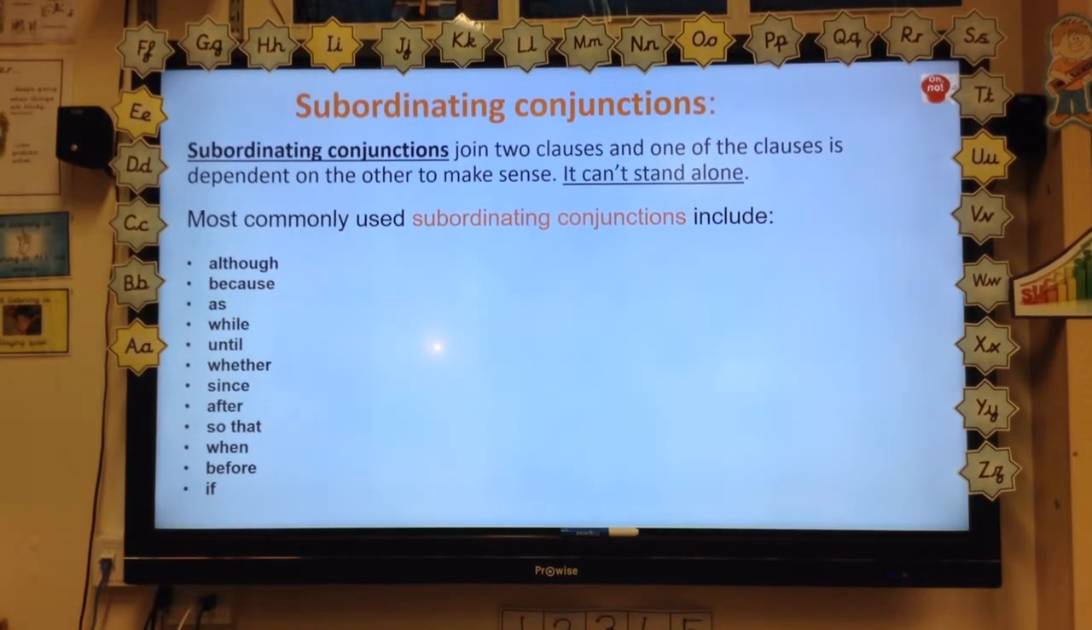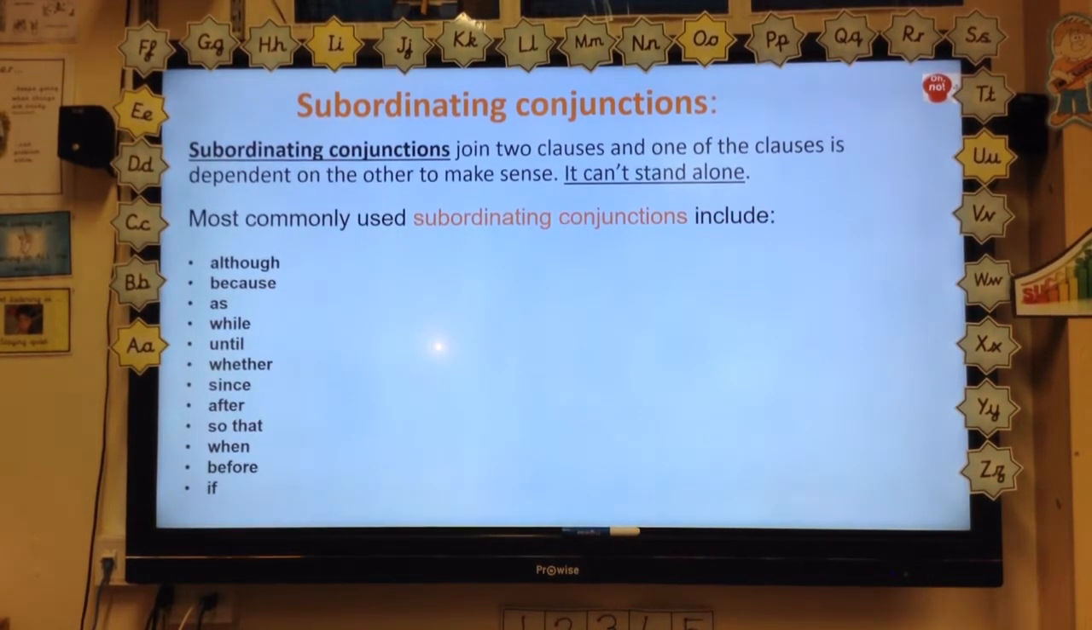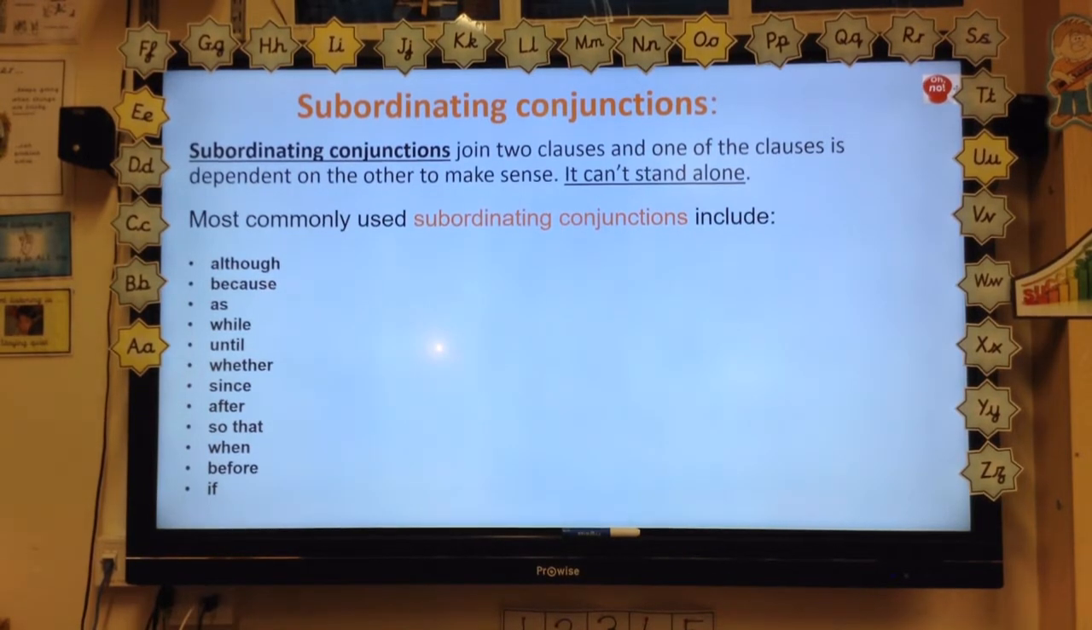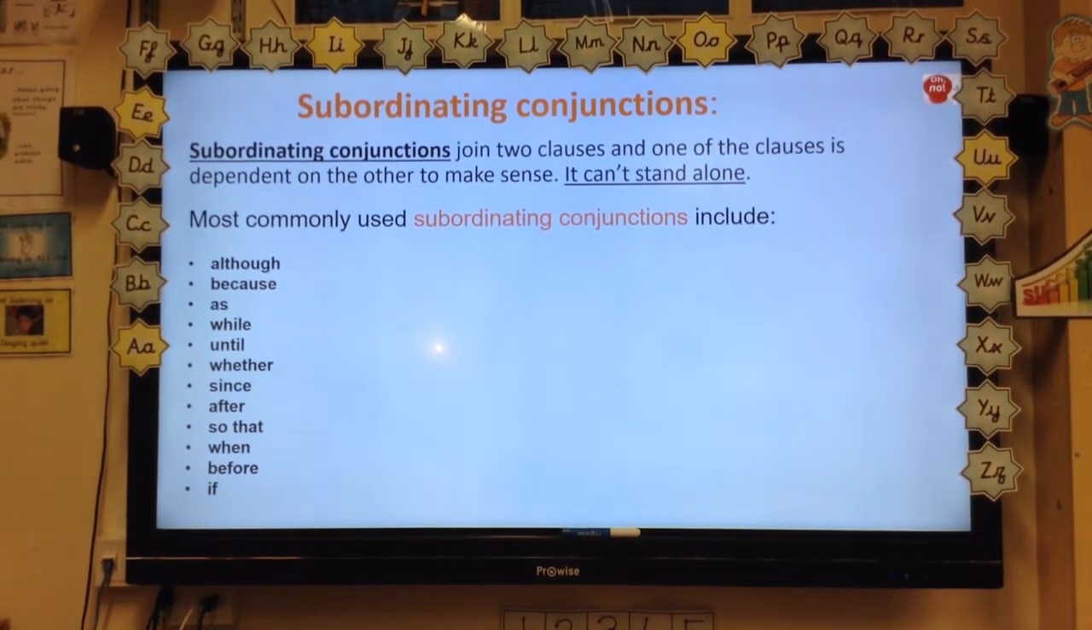Today's focus is on subordinating conjunctions. Subordinating conjunctions join two clauses and one of the clauses is dependent on the other to make sense. It can't stand alone. Most commonly used subordinating conjunctions include, and we've got a list of them here. Read them with me. Although, because, as, while, until, whether, since, after, so that, when, before and if.